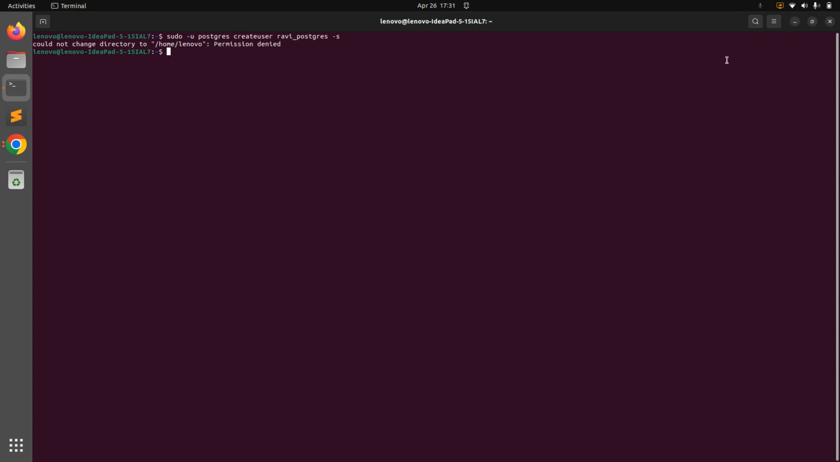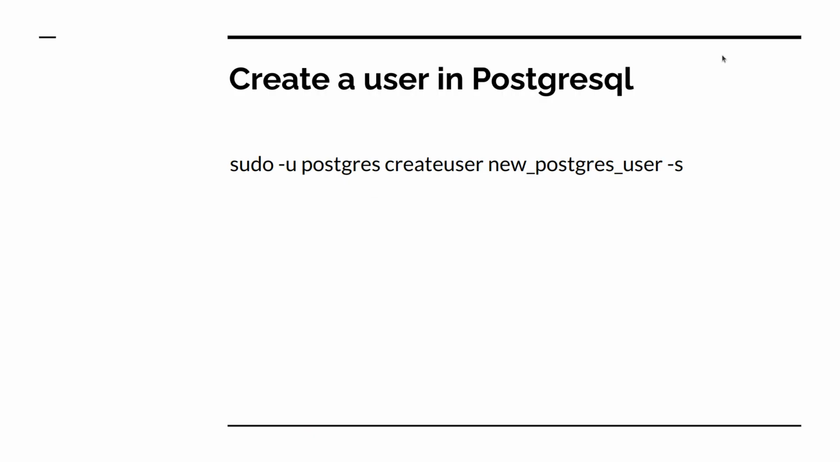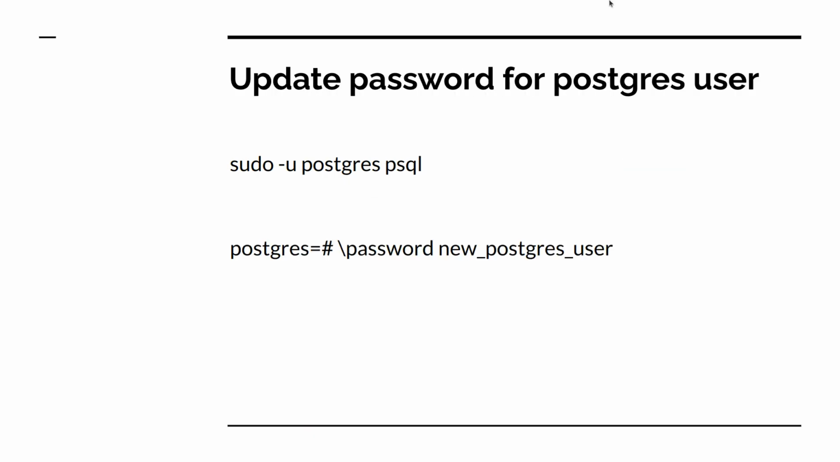Okay, now once the Postgres user has been created, it's time for you to change the password for this user. And to change the password for an existing user, you just need to log in into the Postgres shell using this command sudo -u postgres psql, and then you need to change the password like \password, and then the username of the user you want to change the password for.